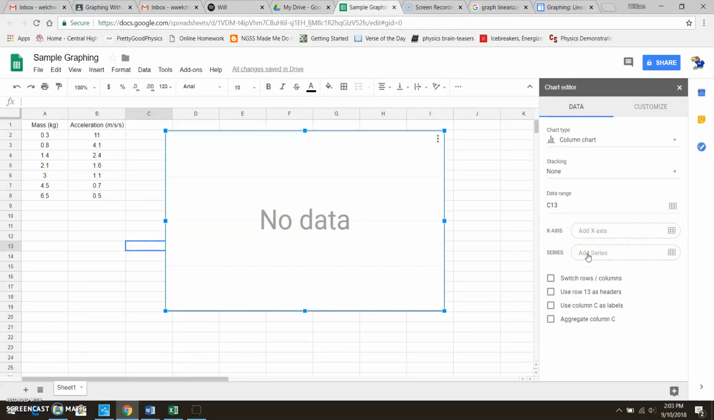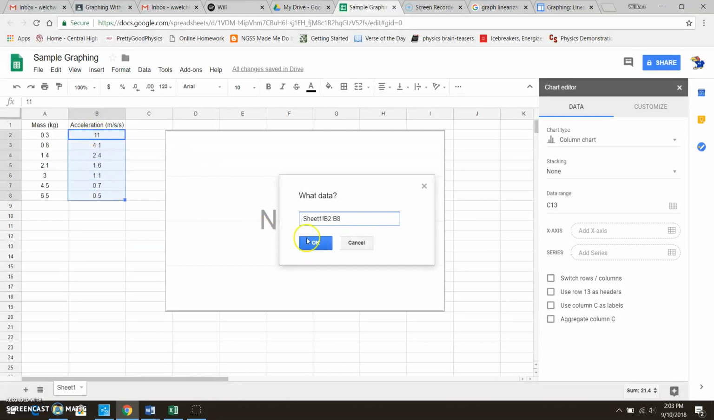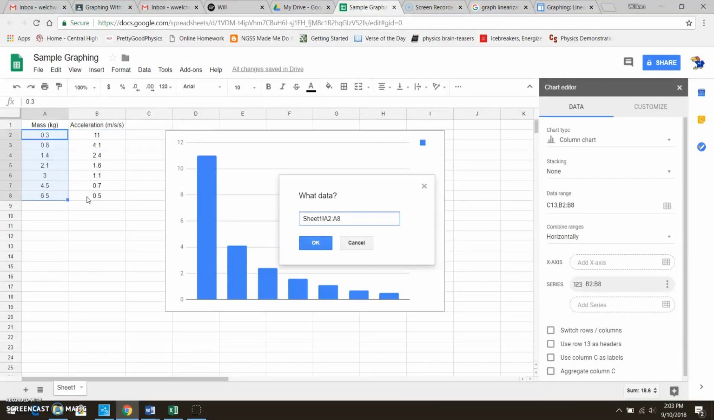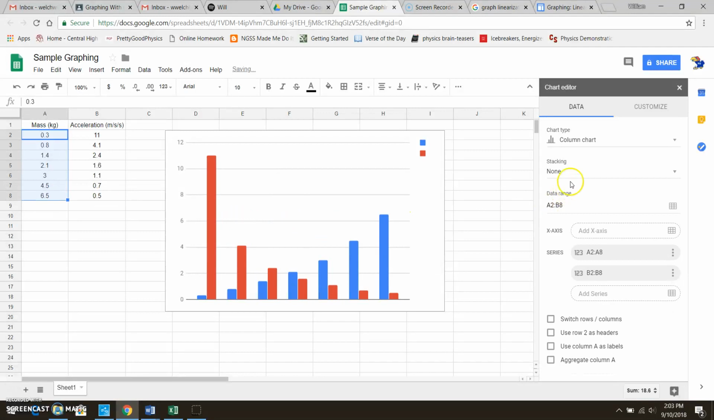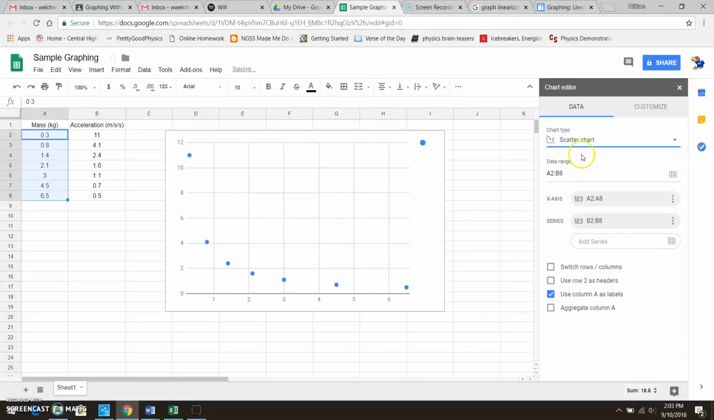And I found that it's more efficient, and Google Sheets reads this better when you put the y values in first. So I'm going to put in my acceleration values. And then I'm going to put in my mass values on the x. And for whatever reason, it always wants to do that. But we can change that by just going up to chart type and do our scatter plot.